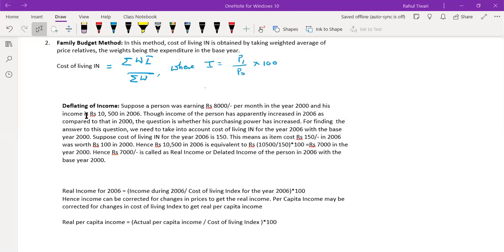See, per capita income means, suppose you want a yearly income or a half yearly income, but usually we are interested in the per capita income, right? Per yearly income. That's the meaning of per capita income. So let's take one example based on this. Let us consider this example.